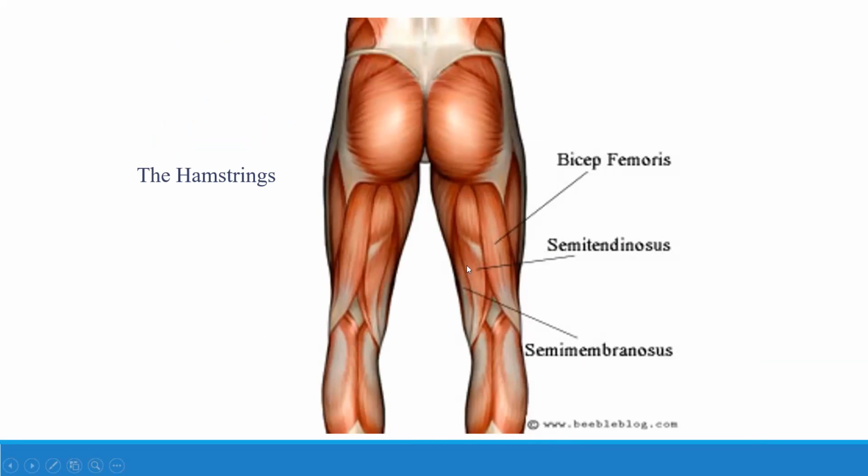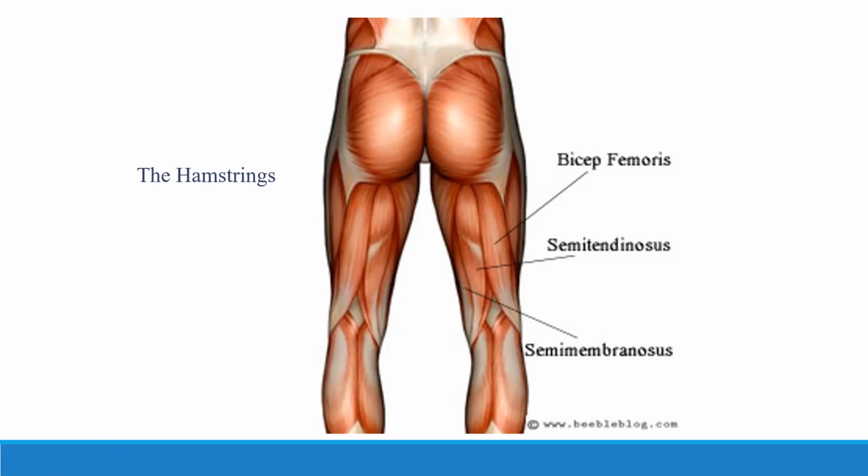Two ways to remember their location. Semitendinosus, the T, should make you think that it's on top of the other muscle. The other muscle is the semimembranosus, and it's on the medial side. Think of the M there. So tendinosus and membranosus, they are on the medial side. They are stacked on top of each other. These are the three hamstrings.